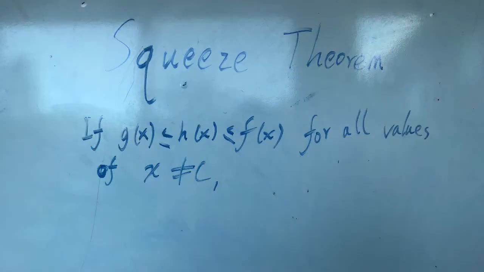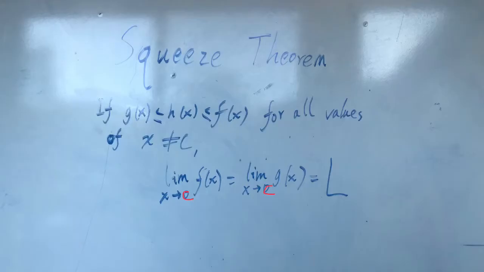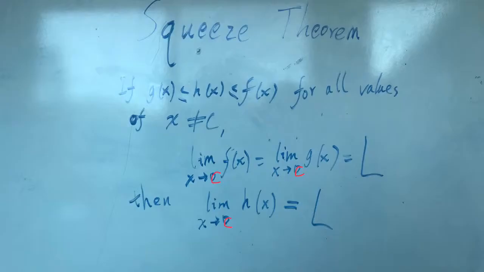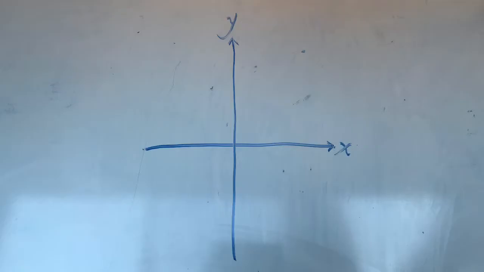The squeeze theorem proposes that if g of x is less than or equal to h of x, which is less than or equal to f of x, for all values of x that don't equal c, and if the limit of f of x and g of x at x equals c is equal to L, then the limit of h of x at point c must equal L as well.